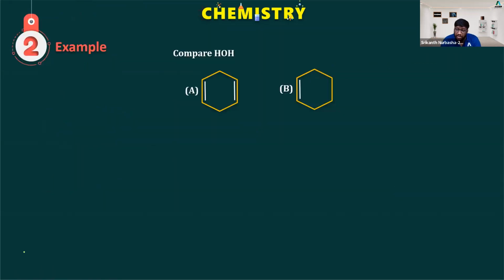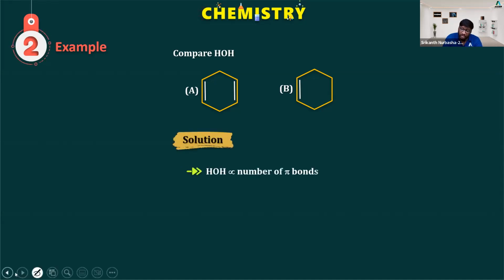Compare heat of hydrogenation in these two cases, A and B. Compare heat of hydrogenation. B greater than A. First you have to check out number of double bonds. Greater the number of double bonds, greater will be the heat of hydrogenation. Then if the number of pi bonds are same, you have to look at stability. So more number of pi bonds we have in compound A. So compare order A greater than B.